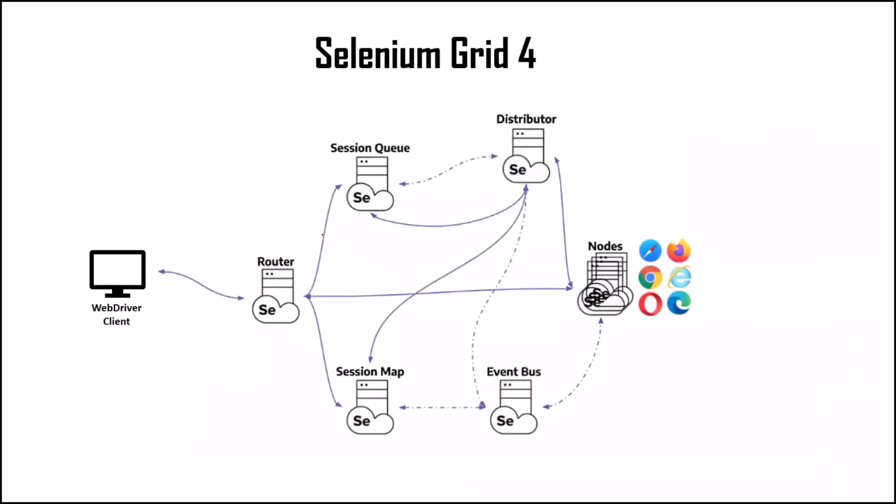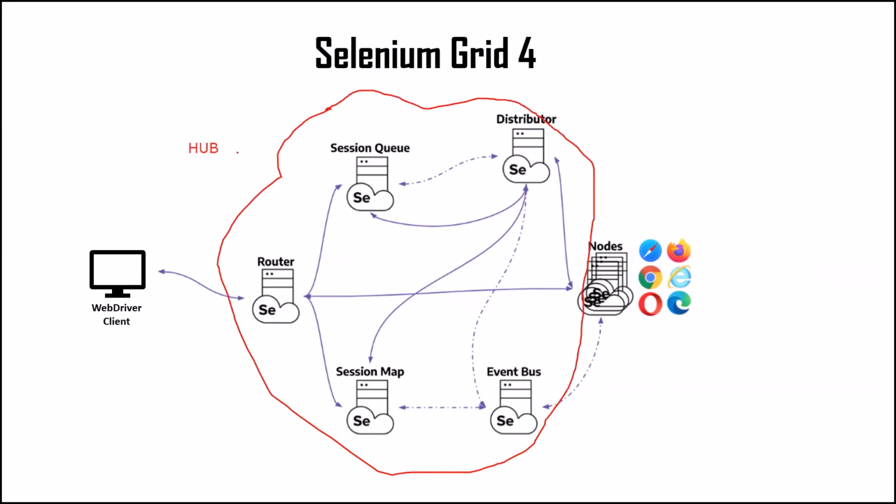A hub is composed of components like router, distributor, session map, new session queue, and event bus. I have discussed these Selenium Grid components in another video. I would suggest you go through this video. You can find the link in the description and in the I button above.